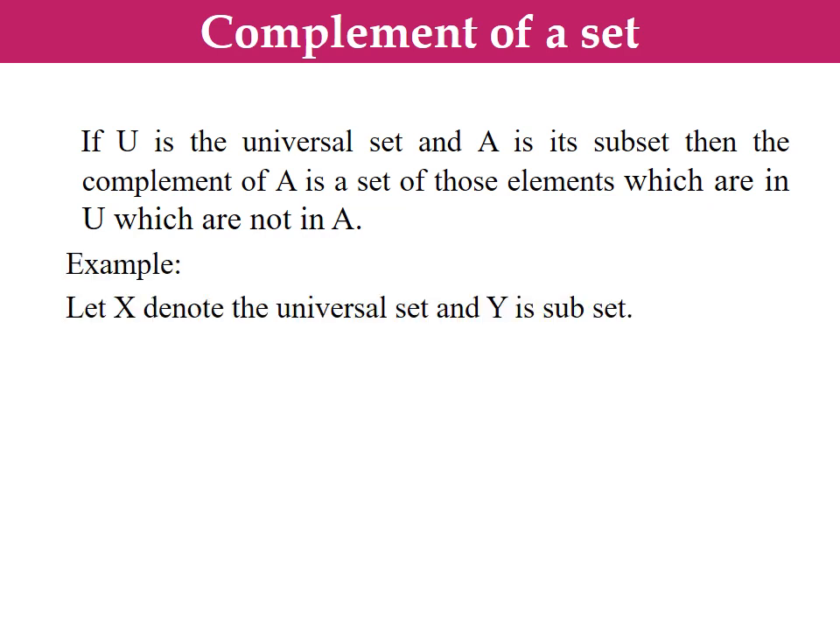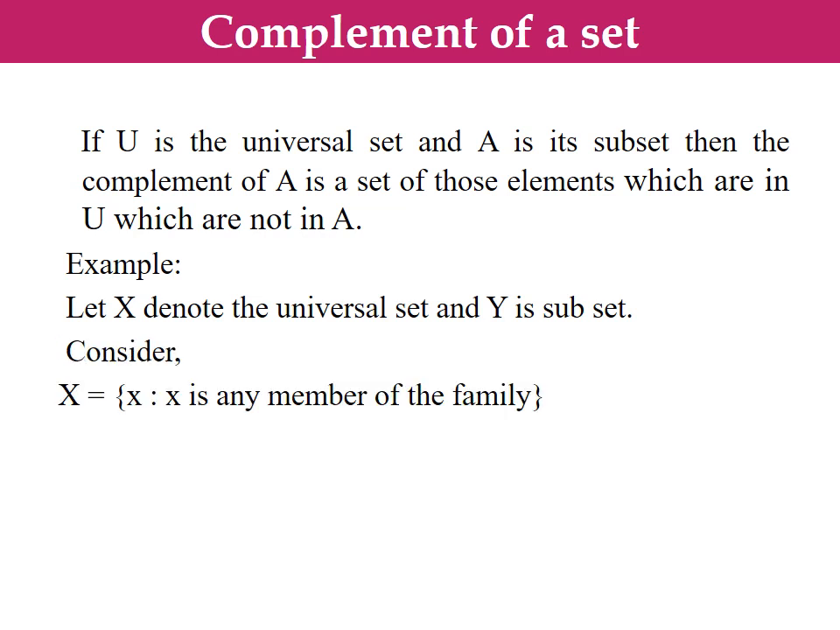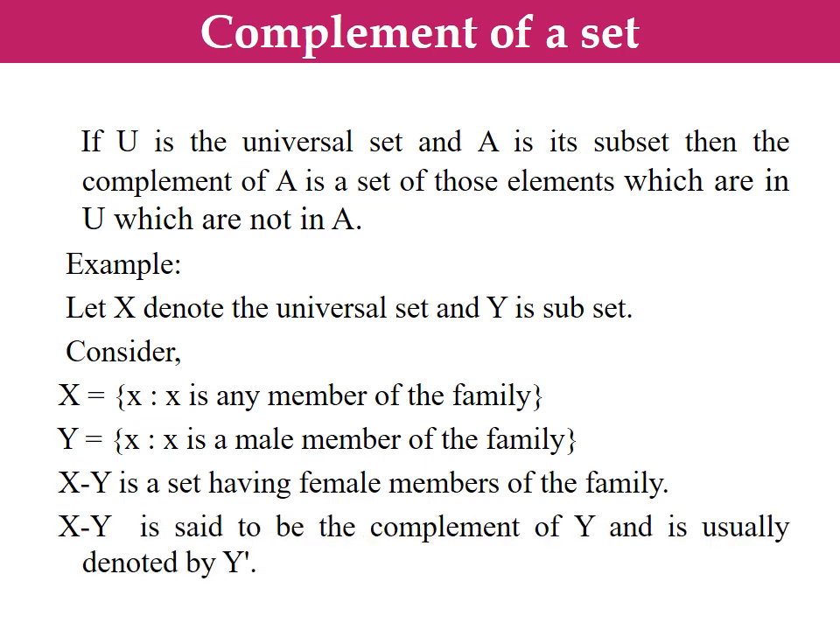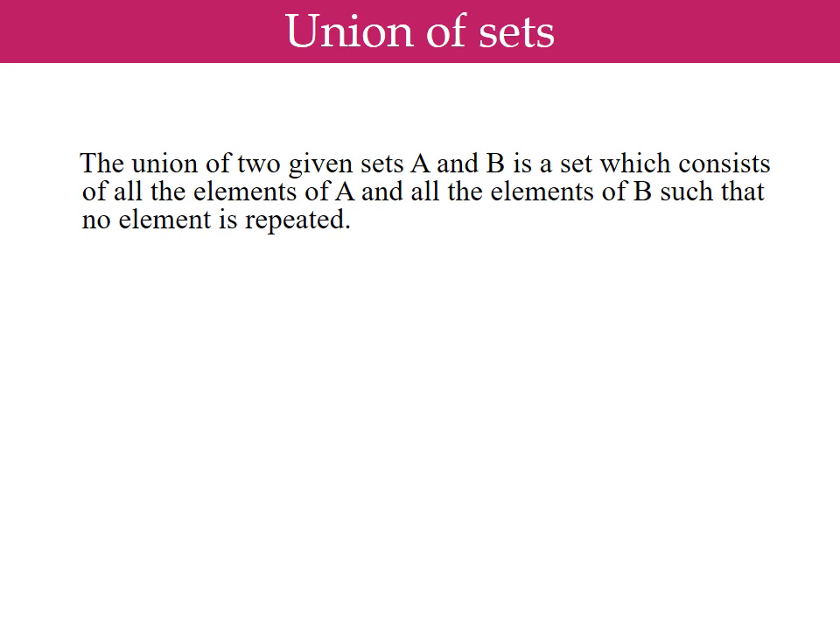So take one example. Let X denote the universal set and Y is a subset. Consider X is any member of your family, Y is a male member of the family. Then what is the meaning of X minus Y? X minus Y is a set having female members of the family, because X indicates the entire family members, Y indicates male members. Suppose you are subtracting Y from X, the males should be omitted. Then the remaining will be what? Female members. So this is what the complement is. It is indicated by that. Next one is union of sets.